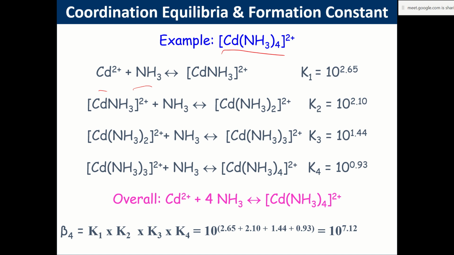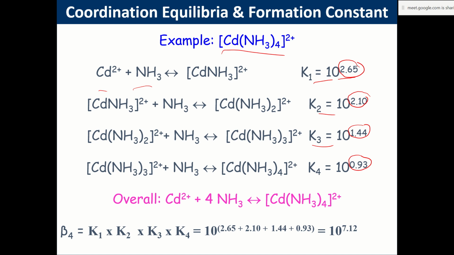And then there's a thing that you can observe. The first k1 10 to the power 2.65, k2 2.1, k3 1.44. So the power is decreasing. So the stepwise constant has a general trend that the k value is usually less and less for each consecutive step. Each successive step will have a smaller k value. The equilibrium constant will decrease.